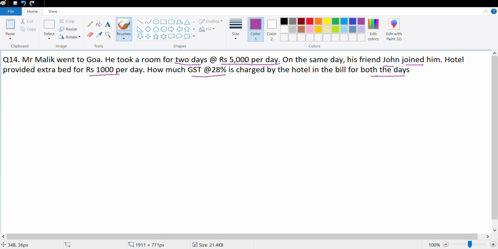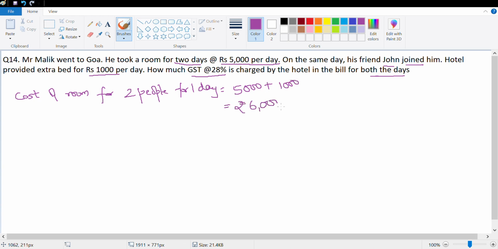Okay. So the cost of room for two people, because there are two people staying finally, for 1 day was equal to the original cost, which is 5,000, plus the extra bed charge, which is 1,000. So the total cost is equal to rupees 6,000. This is for 1 day. Therefore, cost for 2 days would be, by the unitary method, 6,000 into 2, that's rupees 12,000.